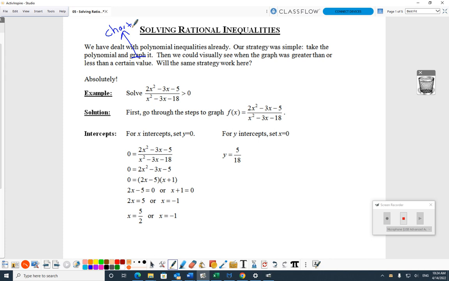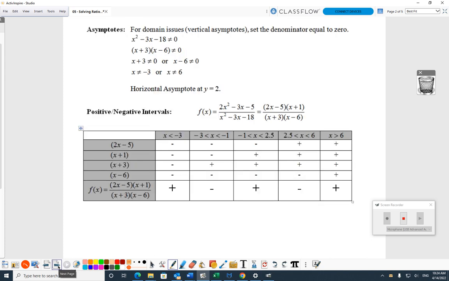Okay, so I'm just going through the steps to graph again. And actually a good review sheet, if you're like, I want something that shows me all the steps to graphing, this sheet here totally gives you that, because it's basically a graphing question. And then for domain issues, which yesterday I did first, I set the denominator equal to 0. So again, it's just factoring. And I found out that x can't equal negative 3 or 6.